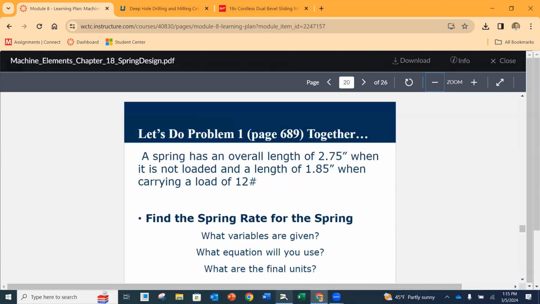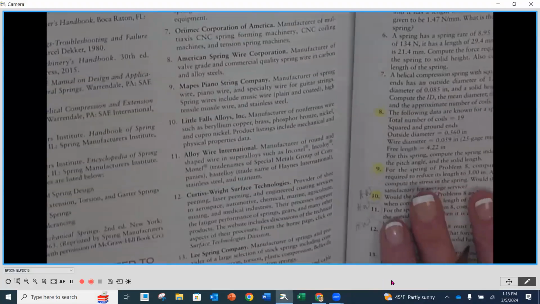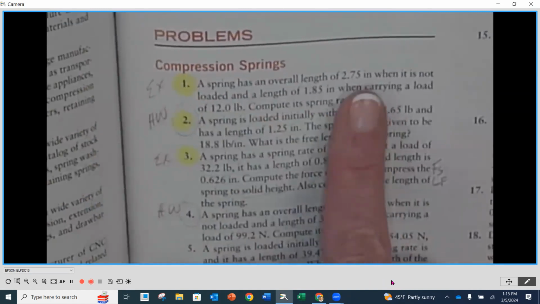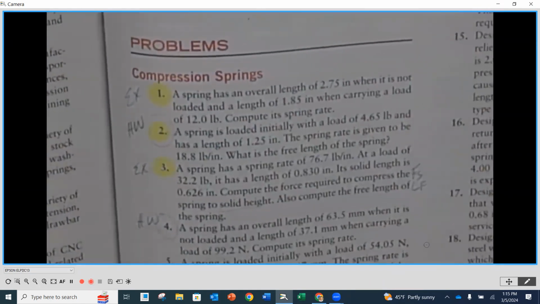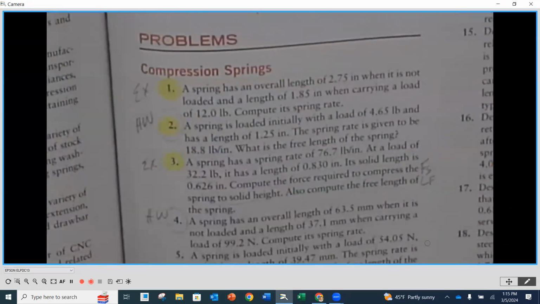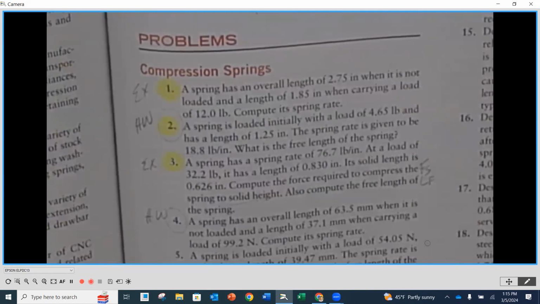So if I go underneath and we look at page 689, the very first problem here, this is the statement that I had just transcribed into our PowerPoint. So what we need to do is find our K value. We need to find that spring rate.